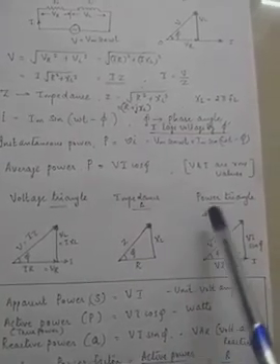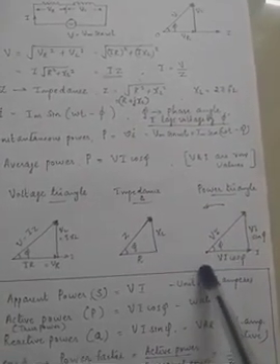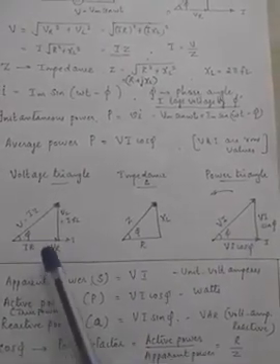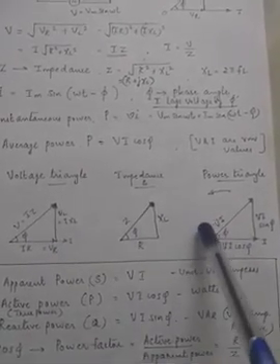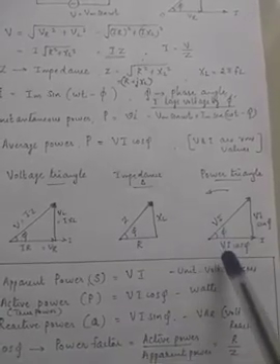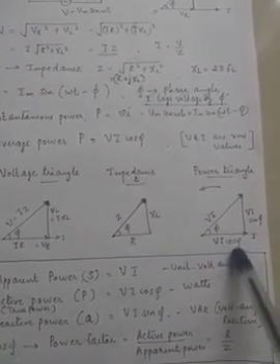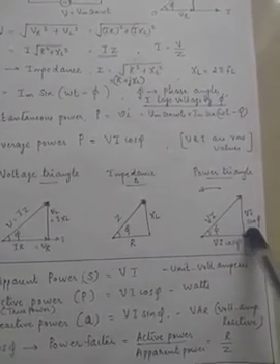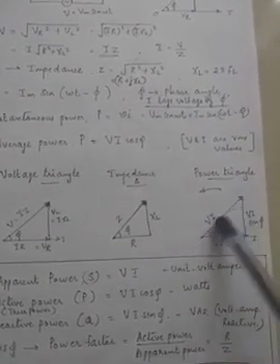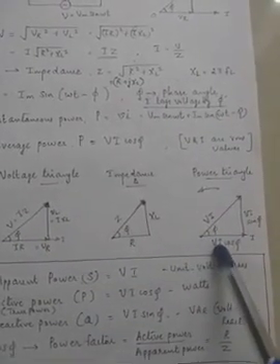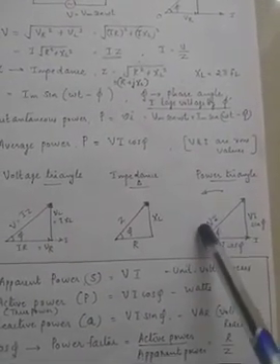If you want, you can draw the power triangle also. Here V is already there, VR is already there, and if you resolve this V to the I axis, it will be VI cos phi, and here it will be VI sin phi, and this will be V into I. So we are multiplying this with I. So it is VI cos phi, VI sin phi, and VI.